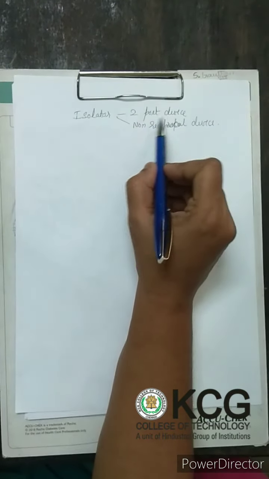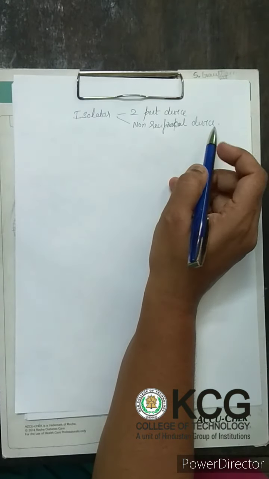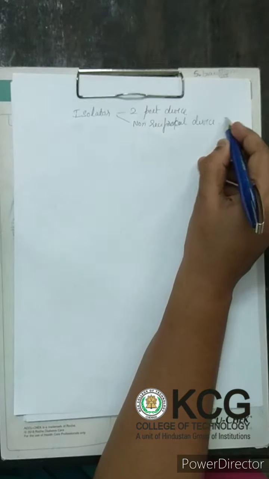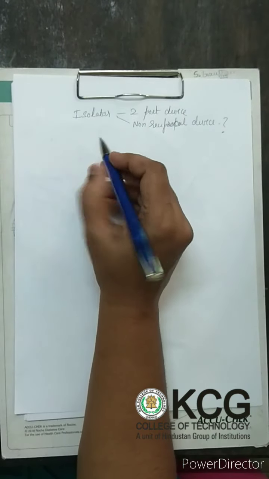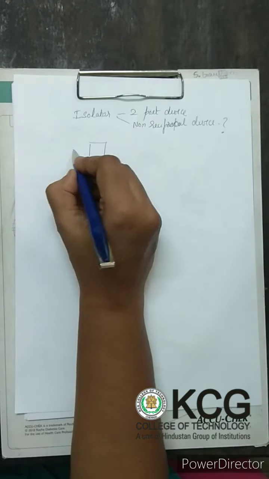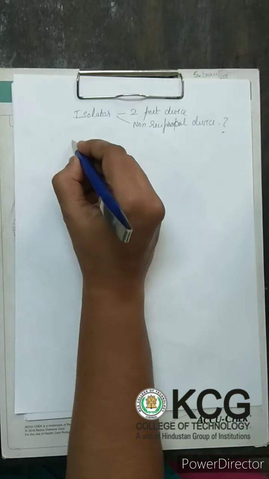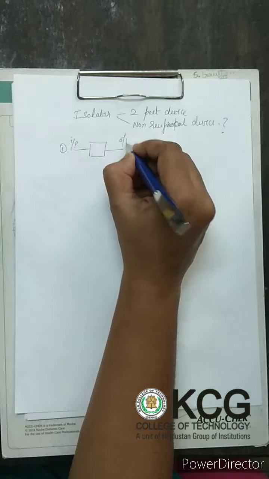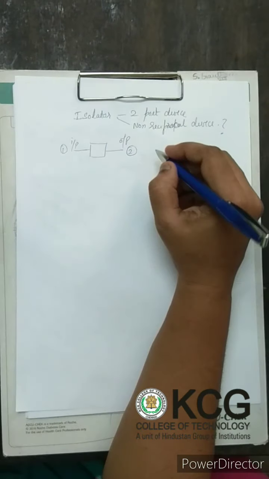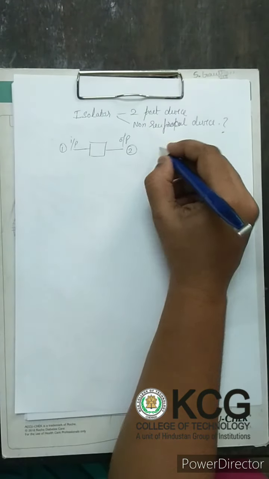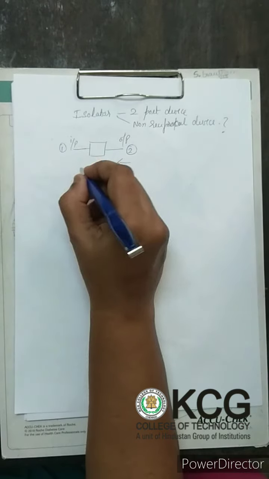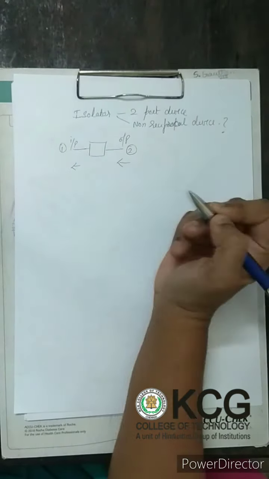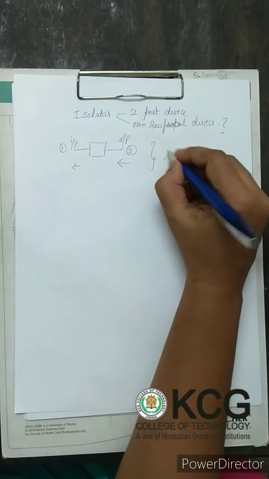An isolator is a two-port device and a non-reciprocal device. We know what a two-port device is. Now, what is a non-reciprocal device? When an input is given through port 1 and we receive output at port 2, and similarly when you give some input at port 2, it is received at port 1, this is the condition for reciprocity.